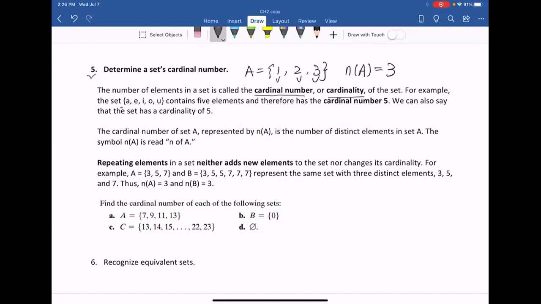For another example, the set a, e, i, o, u contains 5 elements. So the cardinal number is 5. Normally, if this set is still A, we say n of A equals 5. That means the cardinal number is 5. The cardinal number of set A is represented by n of A.